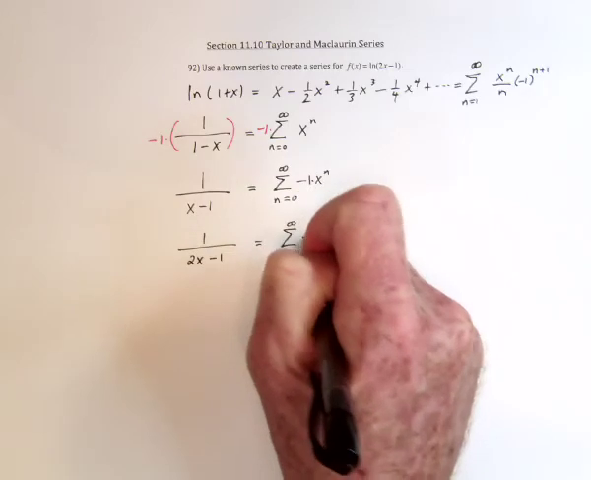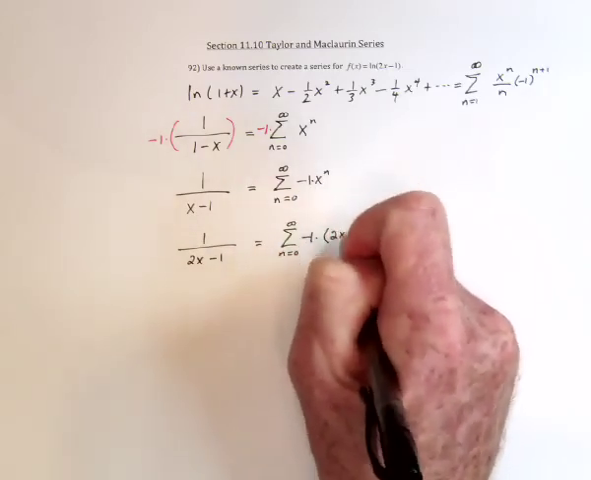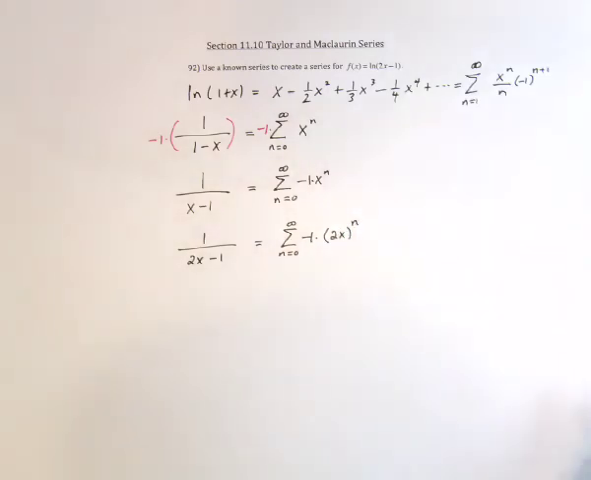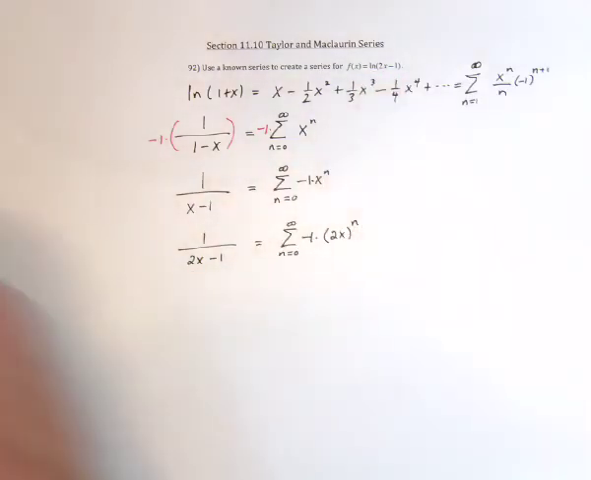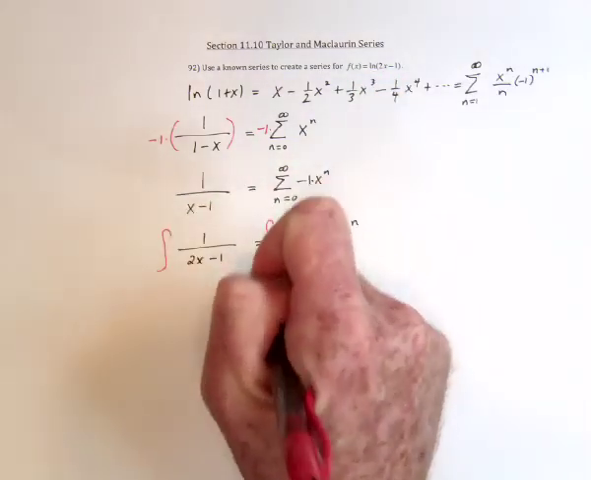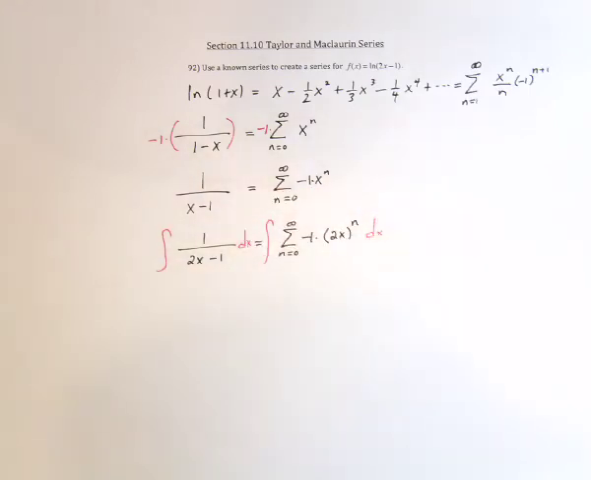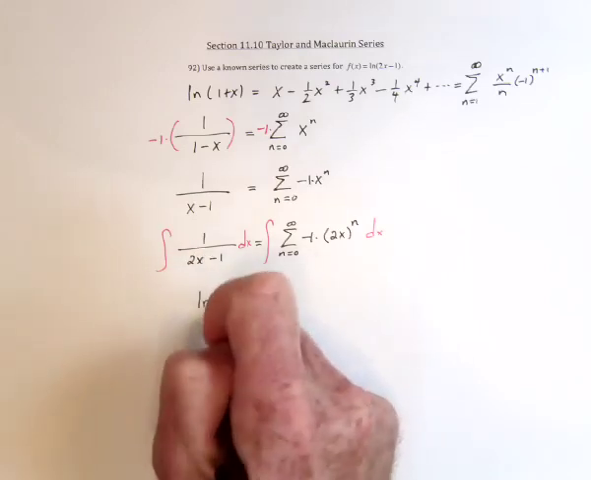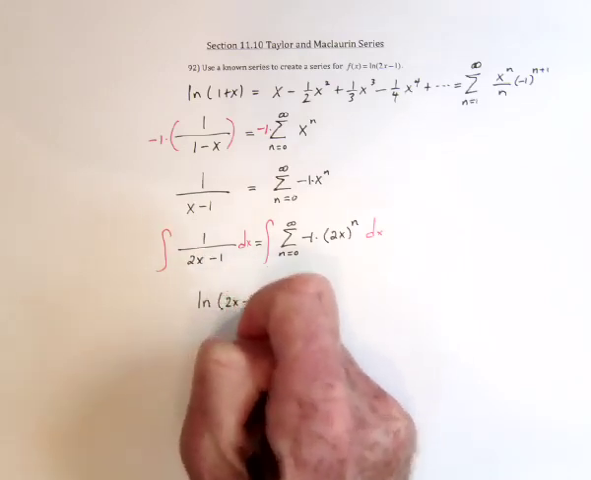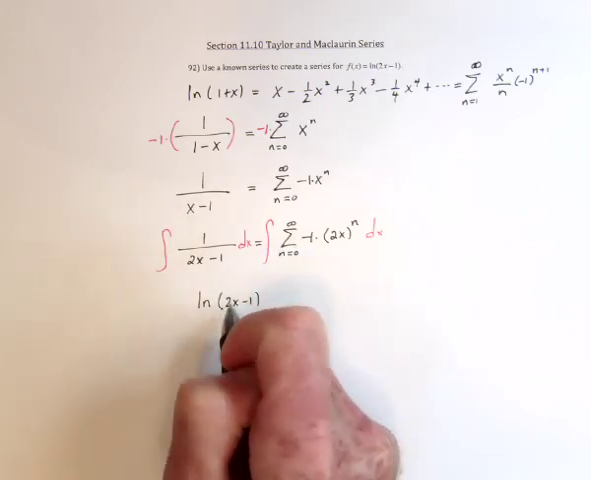So this now needs to be in parentheses and say 2x is being raised to different powers of n. Now if we just integrate this, that's pretty much what that's going to be. So now integrate both sides. So on this one, it's going to be, that's the natural log of 2x minus 1. But there's also the chain rule, so you're going to have to divide by 2.